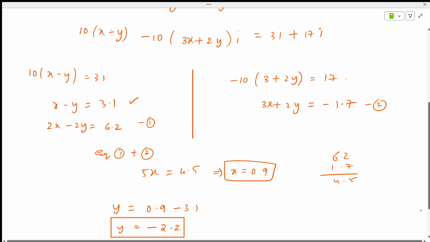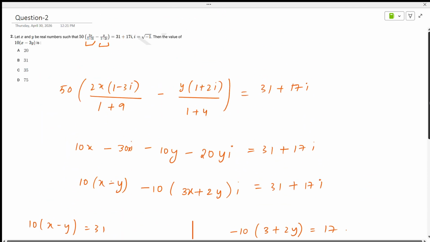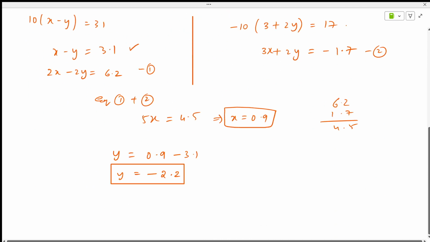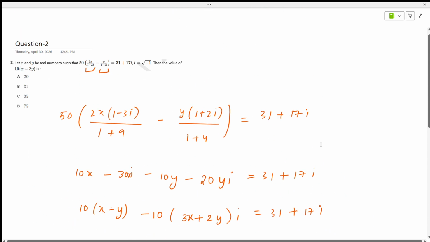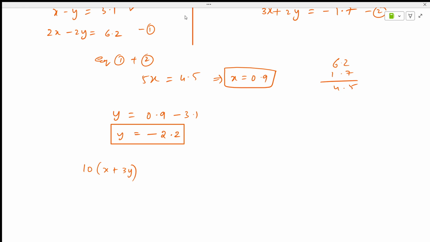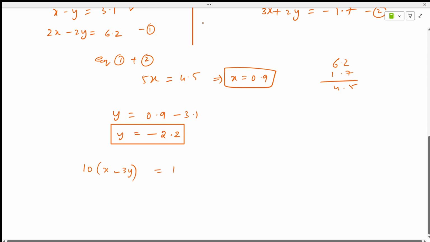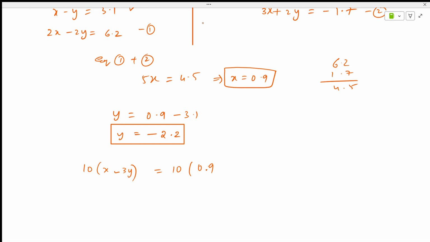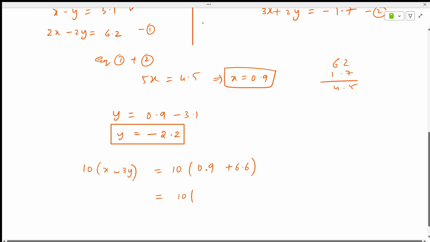So we are told to find 10 of (x minus 3y). So 10 of x minus 3y, not x plus 3y, x minus 3y. That is equal to 10 of 0.9 minus of minus, plus 6.6, which is equal to 10 of 7.5, which is equal to 75.